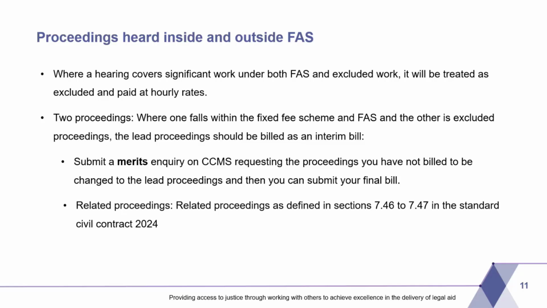Where a hearing covers significant work under both FAS and excluded work, it will be treated as excluded and paid at hourly rates. Evidence should be provided to confirm the excluded work was not a significant part of the hearing. Where you have two proceedings, where one falls within the fixed fee scheme and FAS, and the other is excluded proceedings, the lead proceedings should be billed as an interim bill, and then a merits inquiry should be submitted on CCMS requesting the proceedings you haven't billed to be changed to the lead proceedings, and then you can submit your final bill.